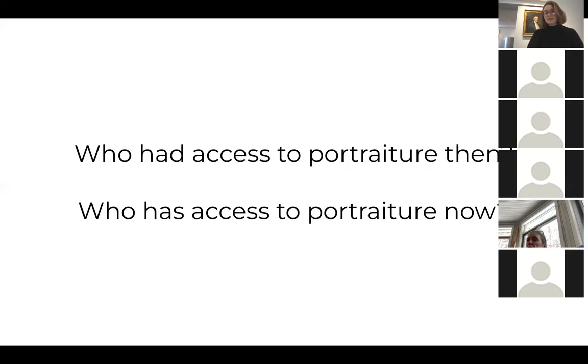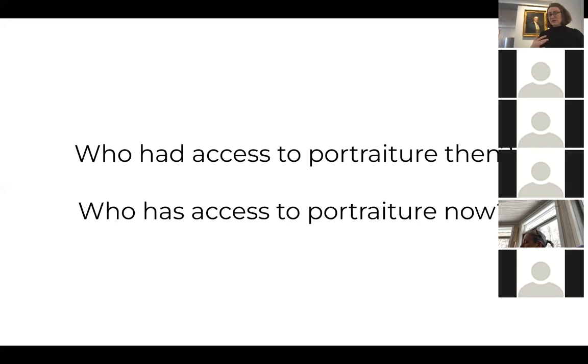And who has access to portraiture then? Who has access to portraiture now? So as we look at the 1700s, we can kind of agree, we can look at how portraiture is very different now. You can pull out your camera, your phone, your iPad, your computer, and create a portrait, create a representation of yourself.